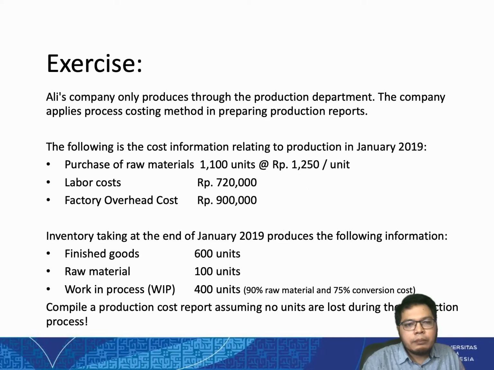Okay, this is an example of Ali Company, which only produces through one production department. So can we use this method? Yes, we can. Although it's only one department, as long as it's process manufacturing, meaning they produce in a continuous process, we can use it. The continuous part is that between one period and the next, there is always a continuous stream of production. It doesn't stop, different from job order, right?